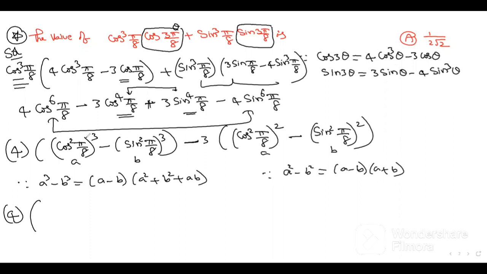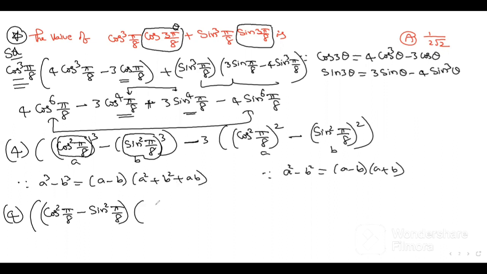Here, a place and right, cos square pi by 8. B square place and right, sin square pi by 8. What we get here? Cos square pi by 8 minus sin square pi by 8 into a square plus b square.